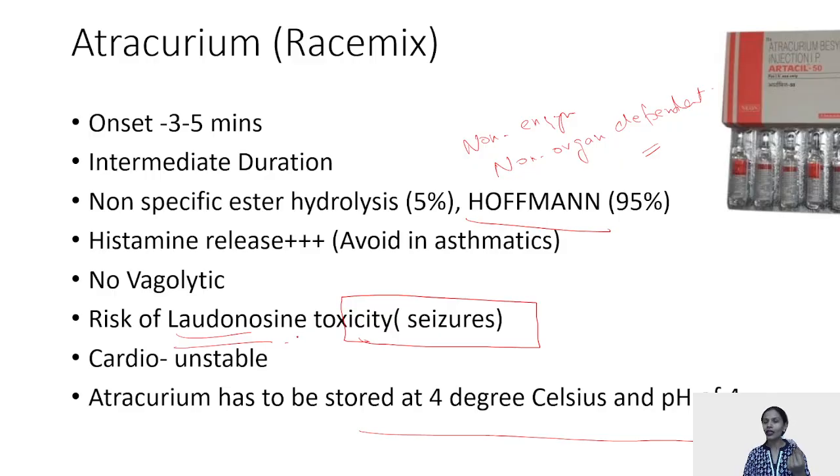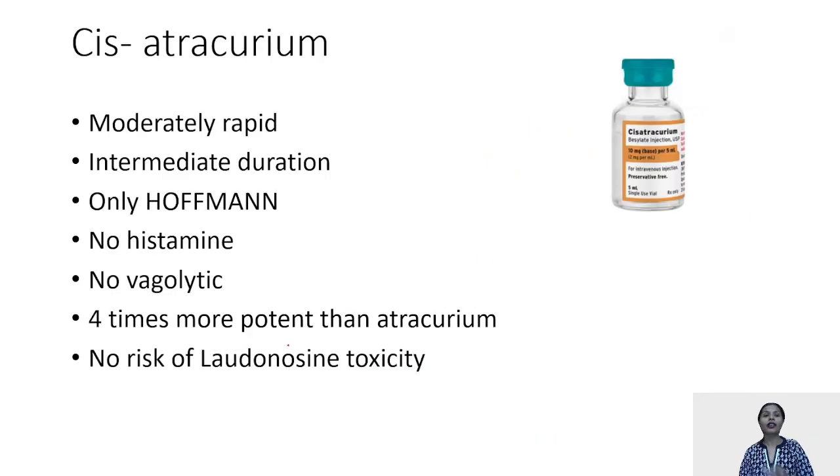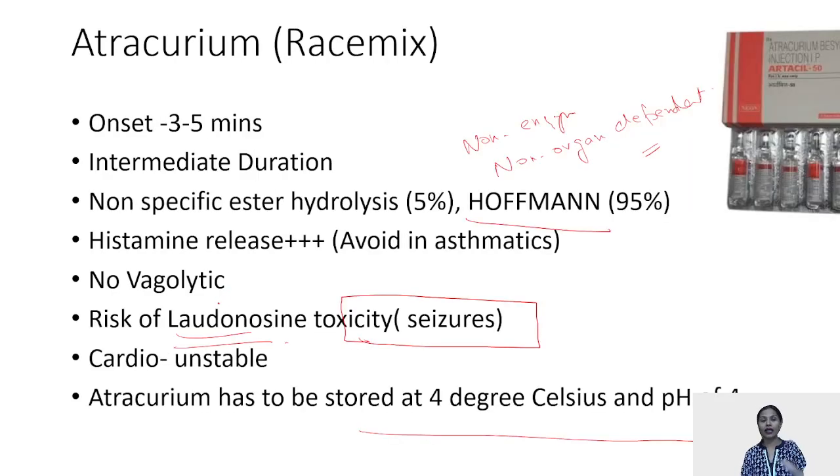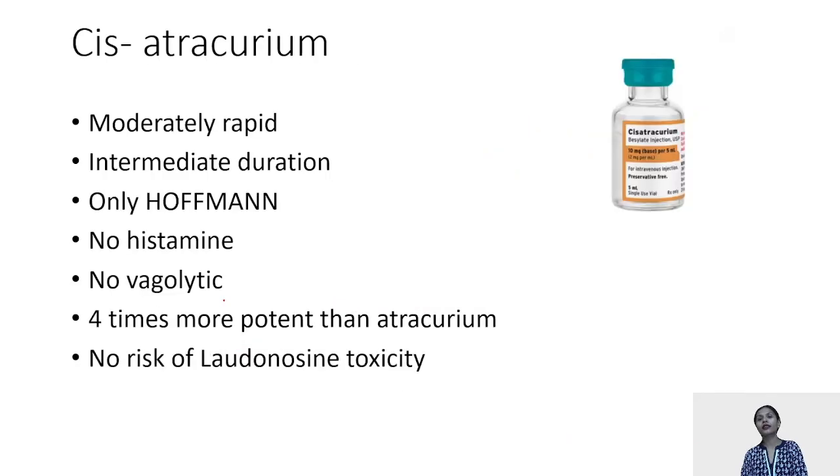of atracurium will start. Now, a congener of atracurium has been introduced by the name of cis-atracurium. The special thing about cis-atracurium is that it is moderately rapid, same, but the degradation is only by Hoffman. If you had seen in the previous slide, atracurium got degraded by two mechanisms. 95% was Hoffman, but still 5% was ester hydrolysis, whereas in cis-atracurium it is only Hoffman.